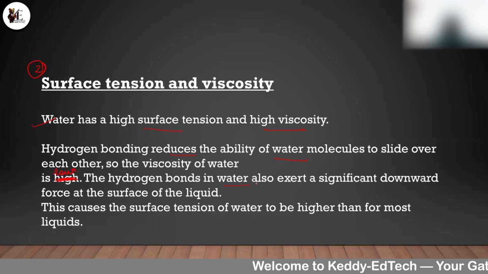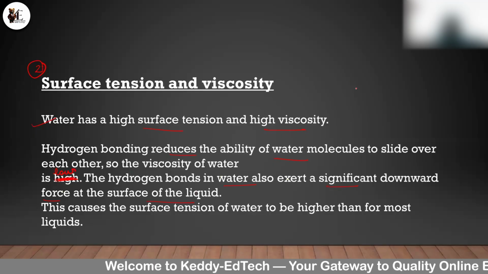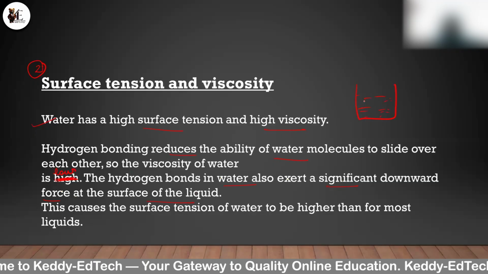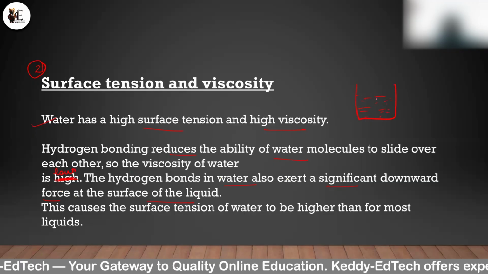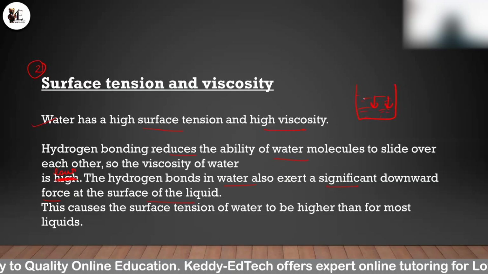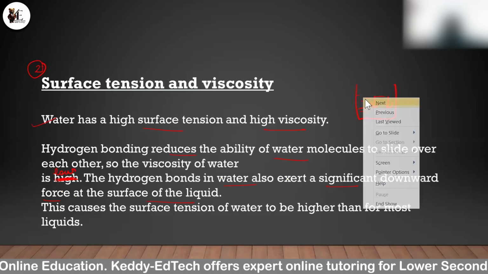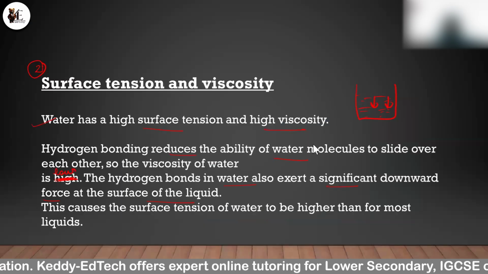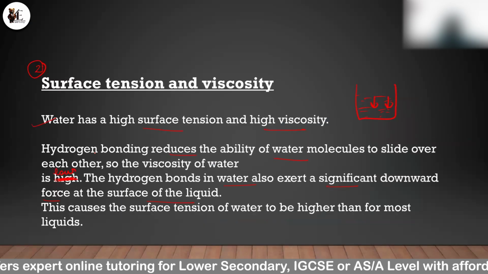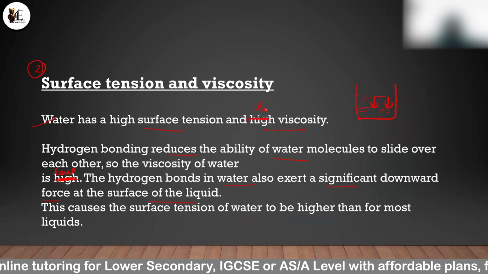The hydrogen bonds in water also exert a significant downward force at the surface of the liquid. For example, this is my liquid, this is my water, and we have hydrogen bonds here. These hydrogen bonds exert a significant downward force on the surface of the liquid. This causes the surface tension of water to be higher than most liquids. So water has a higher surface tension, and viscosity should be low for water.